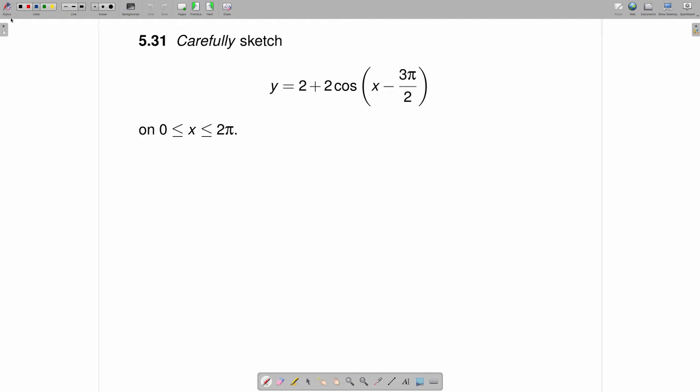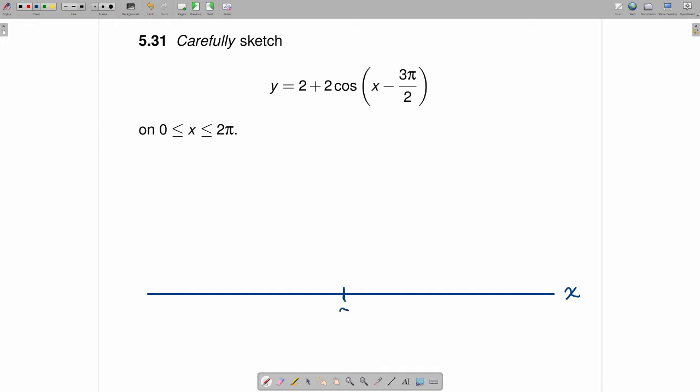Carefully sketch the function y equals 2 plus 2 times the cosine of x minus 3 pi over 2 on 0 is less than or equal to x is less than or equal to 2 pi. The horizontal axis has already been defined here. So we know that it will run from 0 to 2 pi.